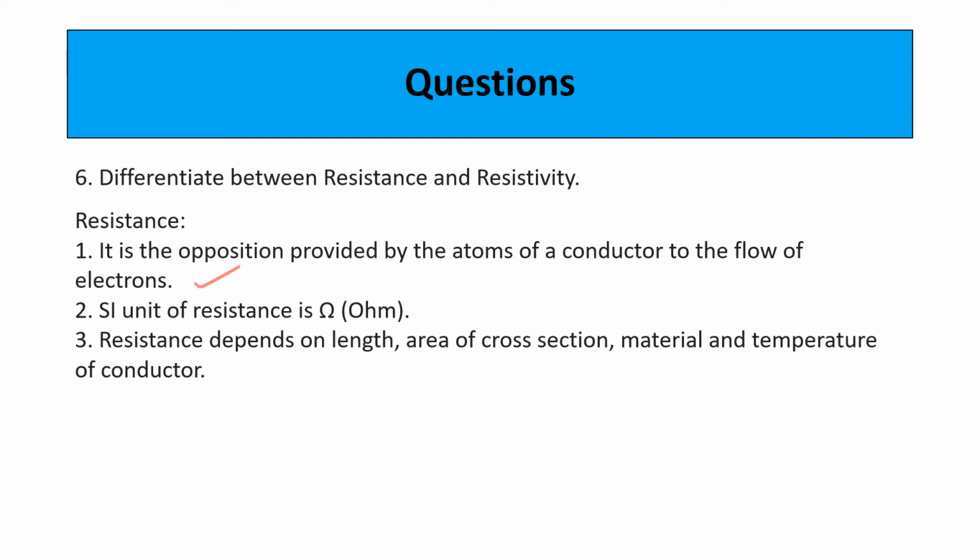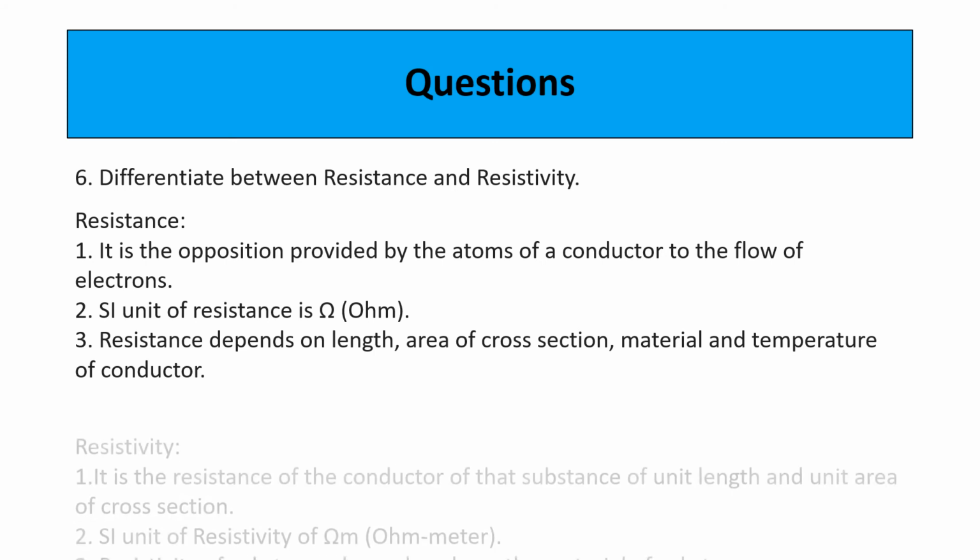Second point, you can write the unit. What is the SI unit of resistance? SI unit of resistance is ohm. We also know the resistance depends on length, area of cross section, material and temperature of the conductor.